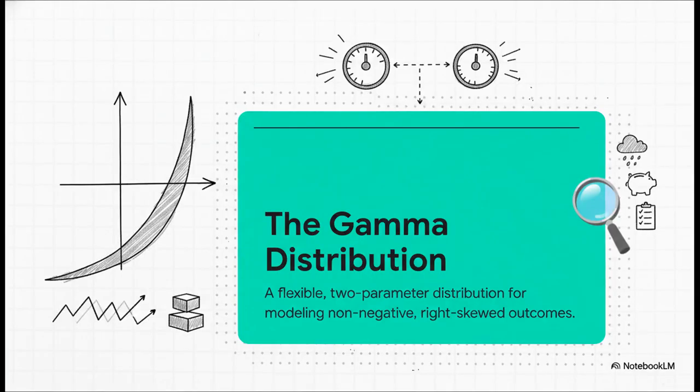So what is it? Put simply, the gamma distribution is a mathematical model that's custom-built for two things: outcomes that can't be negative, like you can't have negative waiting time, and outcomes that tend to be skewed. And the really cool part is that it's all controlled by just two little knobs, two parameters that let us mold its shape to fit all kinds of real-world situations.